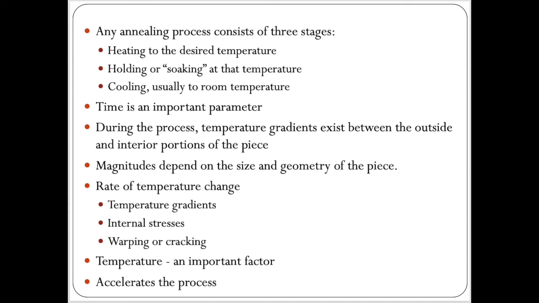Any annealing process consists of three stages. One is heating to the desired temperature, holding or soaking at that temperature, and cooling. This is an important process parameter in these procedures. During heating and cooling, a temperature gradient exists between the outside and inside portion of the piece, that is the workpiece. Their magnitude depends on the size and geometry of the piece.